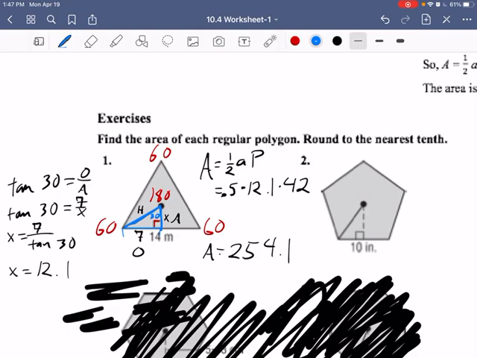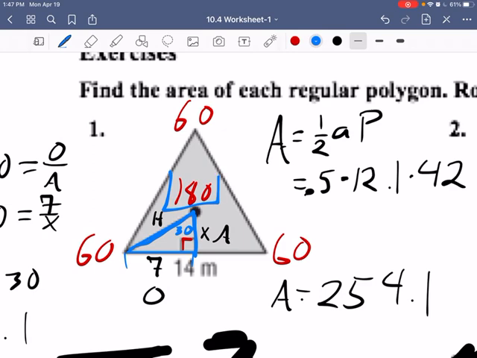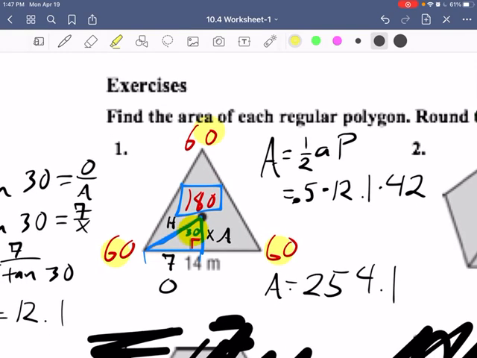We know that a triangle has 180 degrees in it. So we know that if it's a regular triangle, that means it's an equilateral. So all three of these angles are 60, 60, 60. And that would mean that this angle right here is half of that. So 30, because the central angle would be 60 as well. Therefore, the other part is 30.